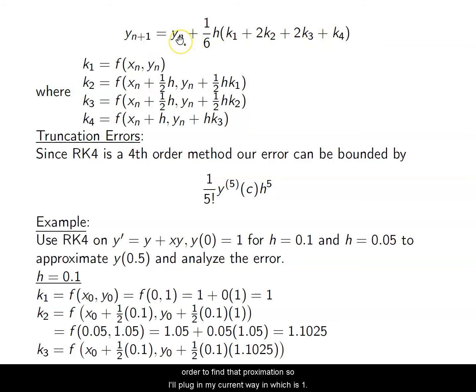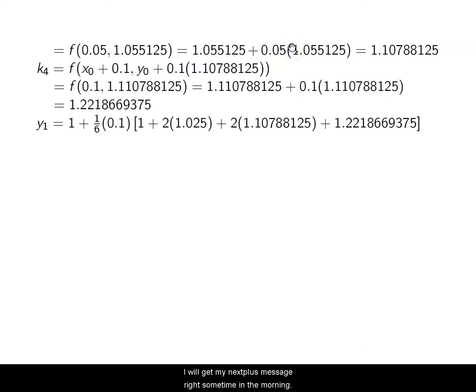So I'll plug in my current yn, which is 1, 1/6 times my h, which is 0.1, times my K1, which is 1, plus 2 times K2, plus 2 times K3, which is on the other screen, plus K4. And when I add those all together, I will get my next approximation, right? So I'm throwing them all in here. y plus 1/6 h, K1, 2 times K2, plus 2 times K3, plus K4. And that is my approximating value for y1.